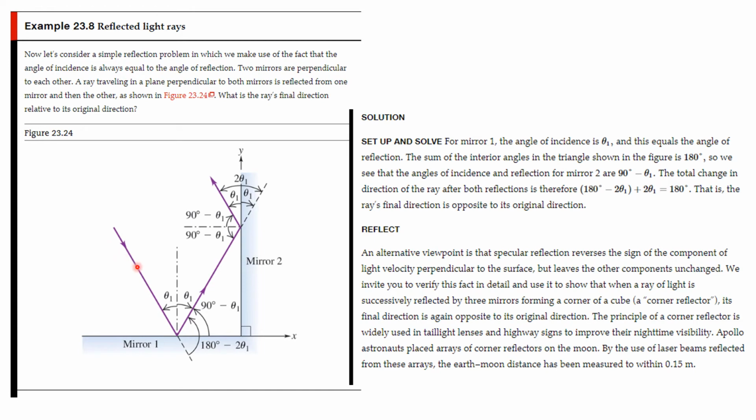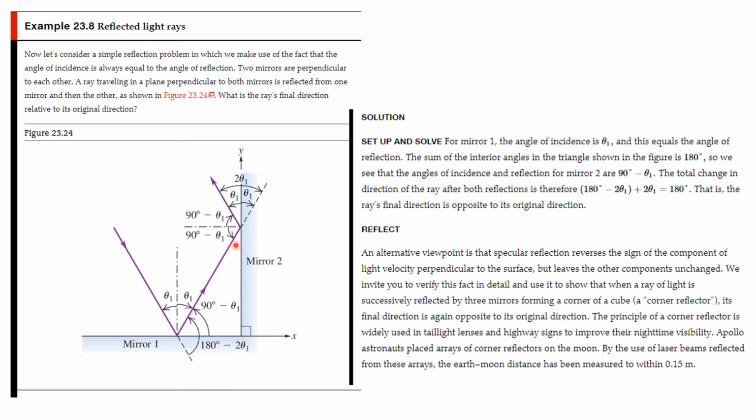So the original direction was you were coming in at theta 1 from the normal. And what happens here is, well, let's just go through it. So the angle of incidence is equal to the angle of reflection. So this one reflects at theta 1 here. So you see this to this is going to be 2 theta 1 now. But then what happens is this is a right triangle, or this is a 90-degree angle because that's to the normal. So if this is theta 1, this is 90 degrees minus theta 1.